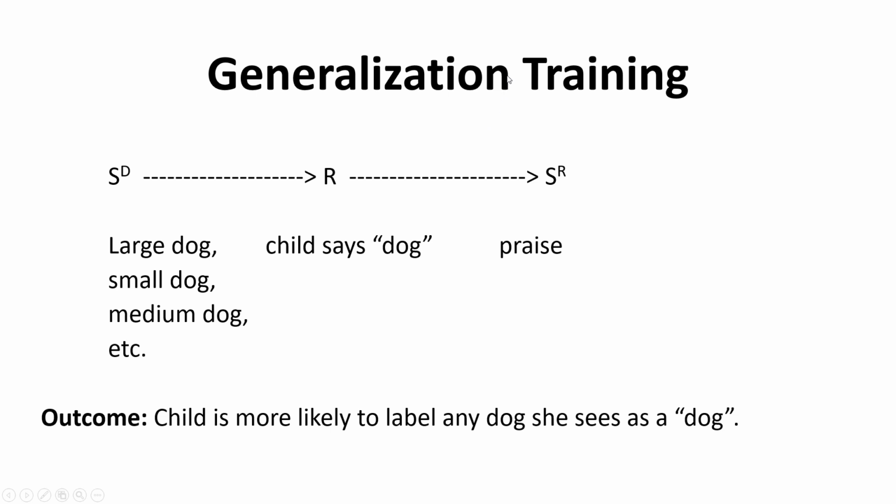So if we wanted to look at the setup for generalization training, then maybe our discriminative stimulus is going to be multiple things. We're going to have multiple discriminative stimuli to try and encourage generalization. So if a child sees a large dog, or a small dog, or a medium dog, or dogs of different colors or shapes or whatever, and the child says dog, then the parents can praise them. And because we have a broad array of discriminative stimuli, the outcome is that the child is more likely to label any dog as a dog.